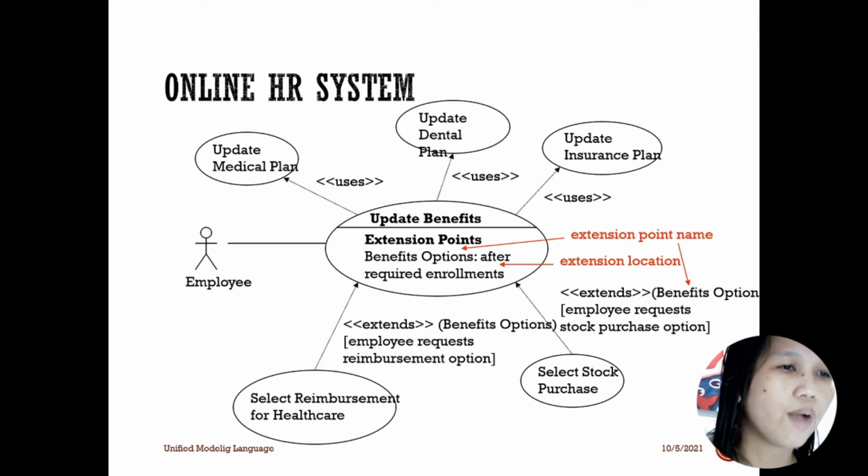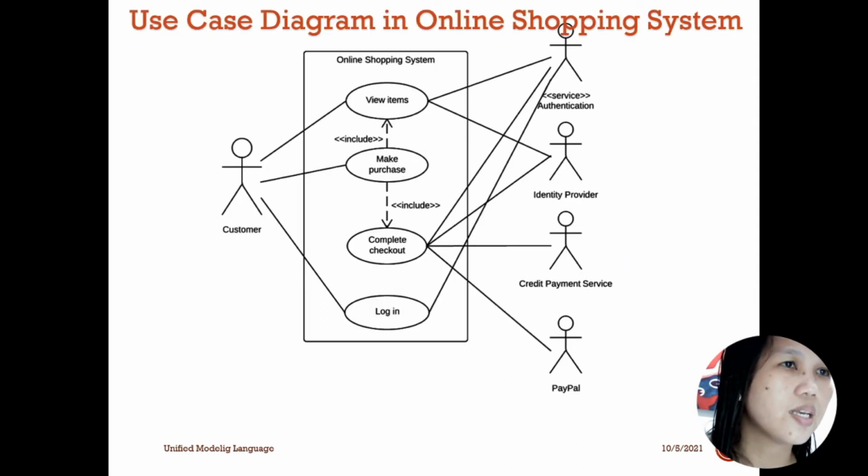At the bottom, we have the different use cases that will use it as an extends: select reimbursement healthcare and select stock purchase. Here is an example of a use case diagram in an online shopping system.